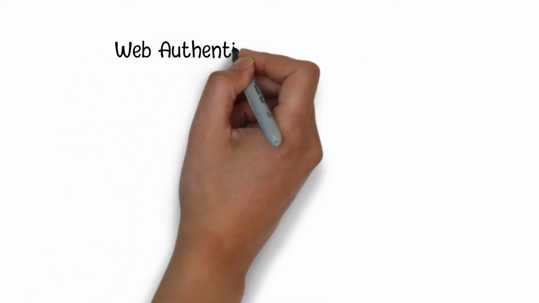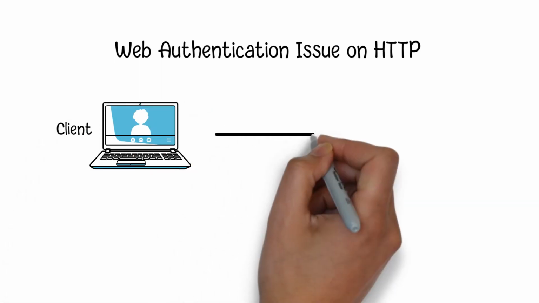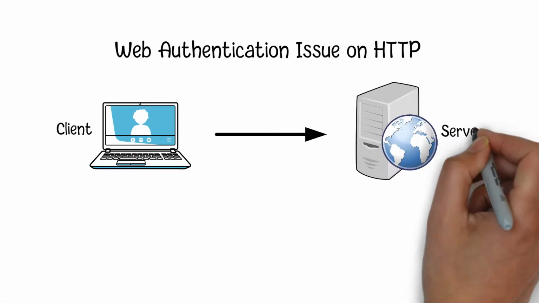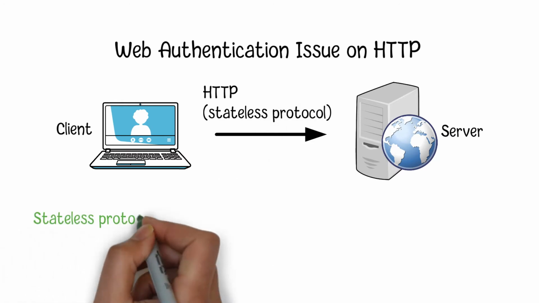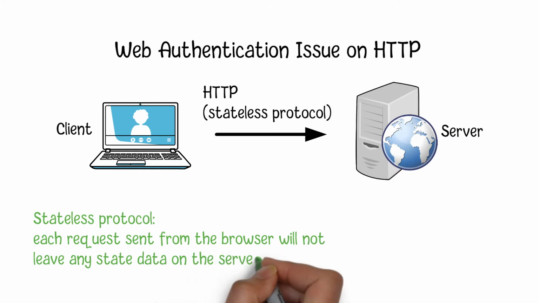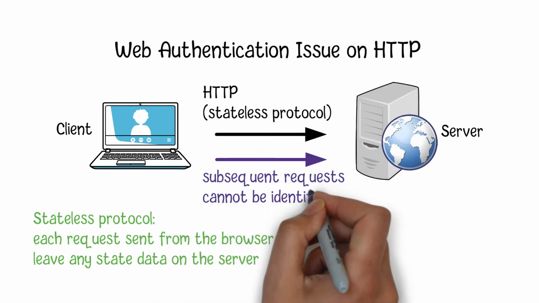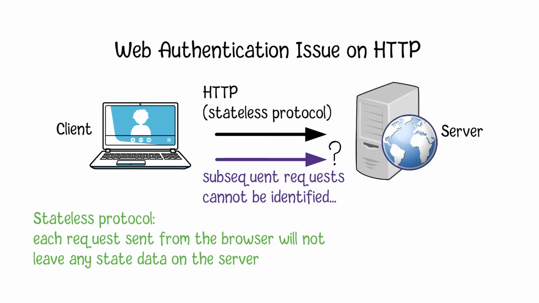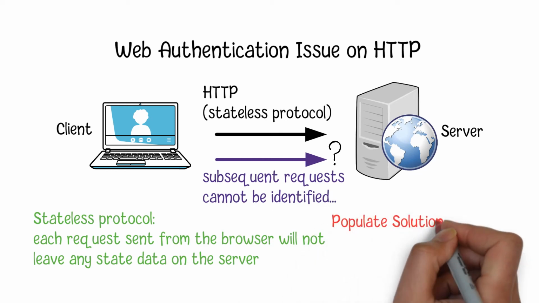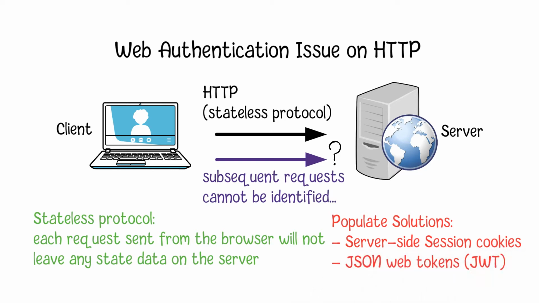When we browse the internet using some browsers such as Chrome and Firefox, we will normally use HTTP, which is a stateless protocol. It means that each request sent from the browser will not leave any state data on the server, which will cause the subsequent requests from the same client cannot be identified to be coming from the same sender. Currently, some popular ways to make servers remember the client's states are using the session cookies or the JSON web tokens.